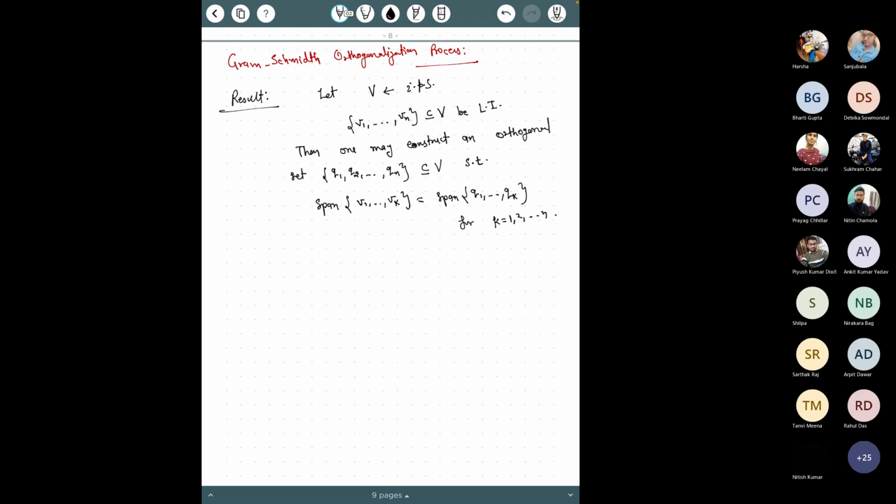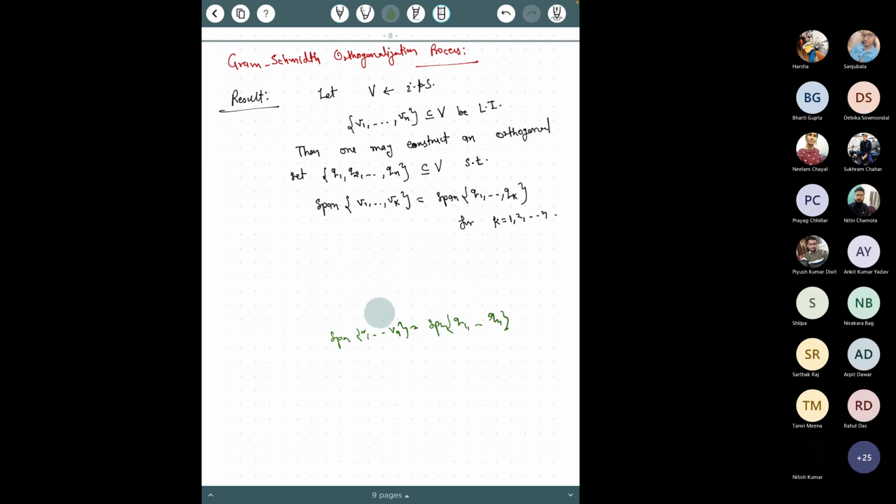What it says is that if we are given a finite linearly independent set of vectors v1 to vn in V, then using these vectors we can construct an orthogonal set of vectors q1 to qn such that the span of v1 to vk is equal to the span of q1 to qk for all k equal to 1 to n. That means when k is equal to 1, the span of v1 is equal to the span of q1. Similarly, the span of v1 and v2 is equal to the span of q1 and q2, and so on up to all v1 to vn, which is equal to the span of q1 to qn. This is what it's saying.